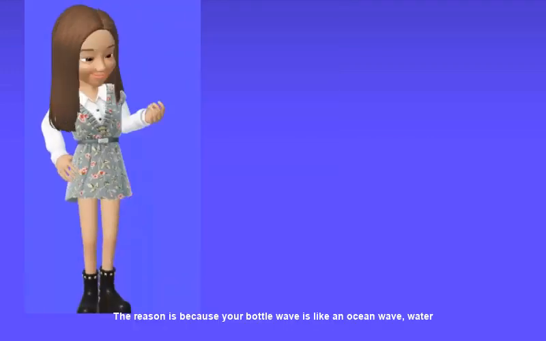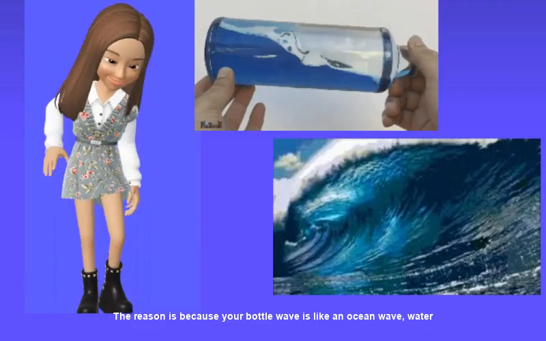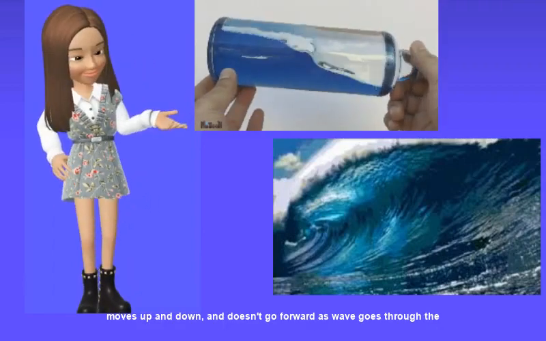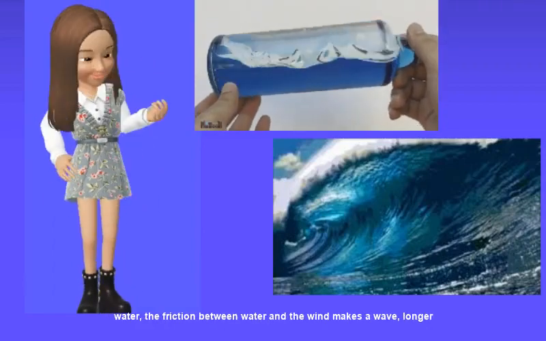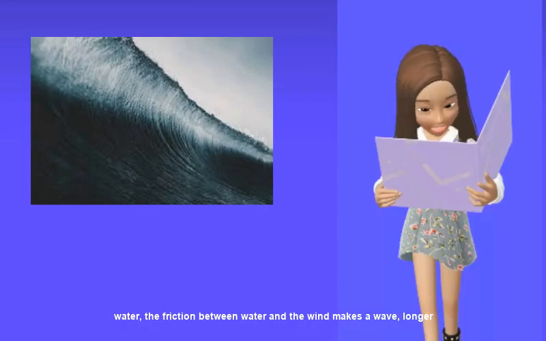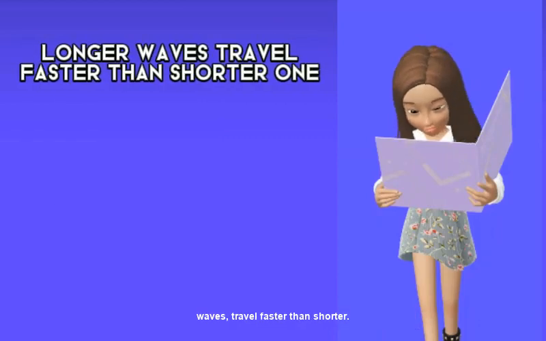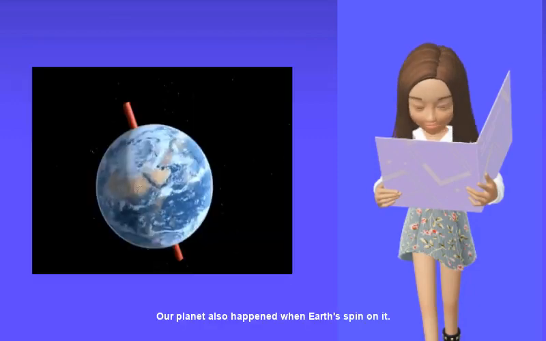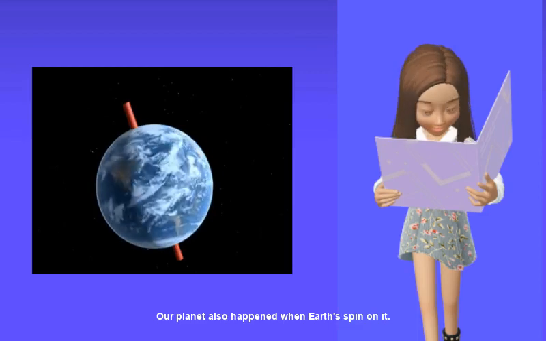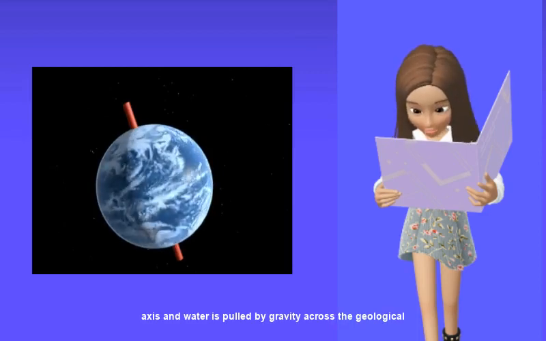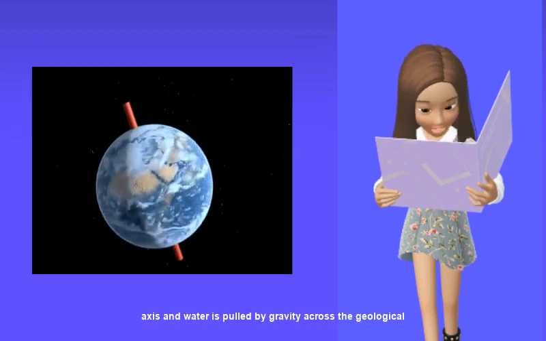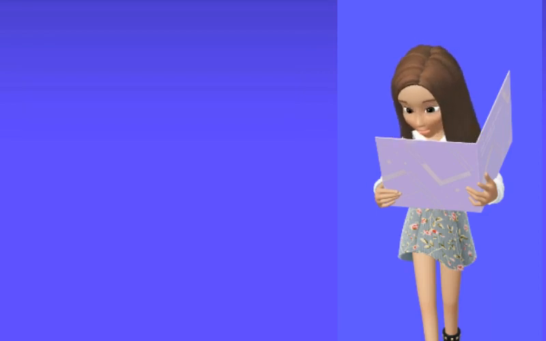The reason is that your bottle wave is like an ocean wave. Water moves up and down and doesn't go forward as a wave goes through the water. The friction between water and the wind makes a wave. Longer waves travel faster than shorter ones and go farther before friction makes them disappear. Tides also happen when our Earth spins on its axis and water is pulled by gravity across the geological formation of the ocean floor.